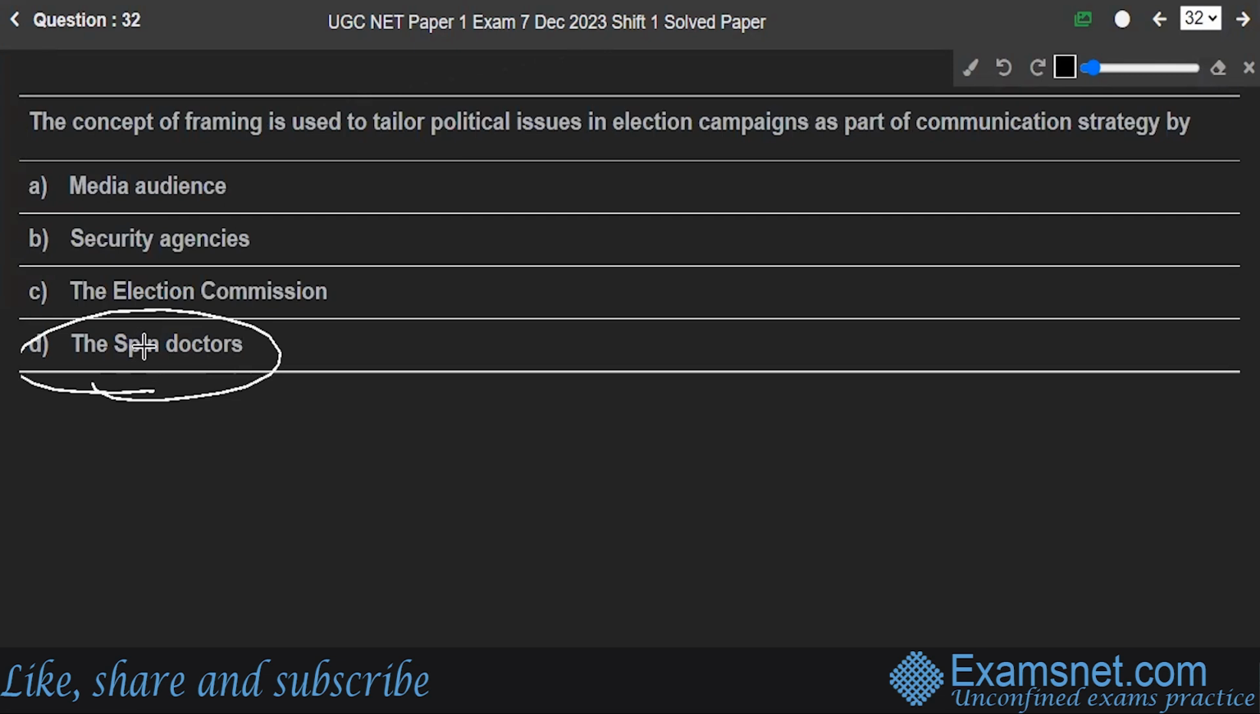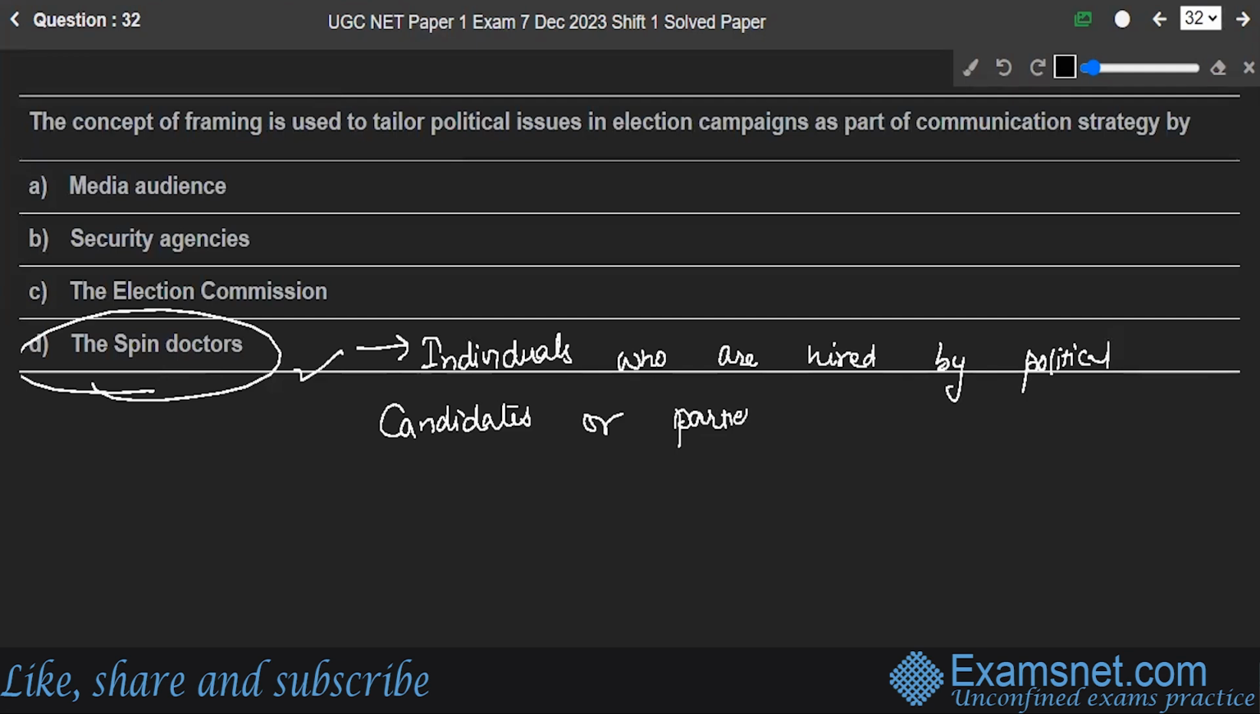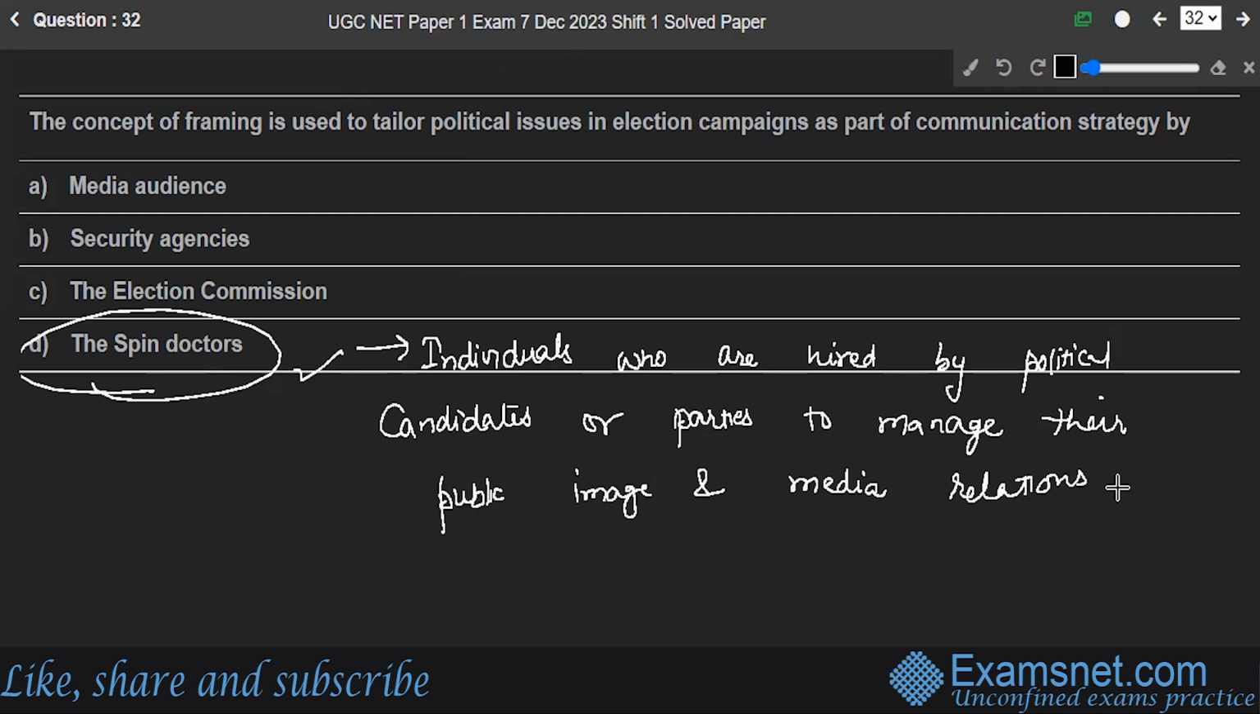Framing is a communication strategy that involves presenting information in a way that influences how people think about and respond to an issue in context of election campaigns. Spin doctors use framing to tailor political issues in a way that is most favorable to their candidate or party. Spin doctors are individuals who are hired by the political candidates or parties to manage their public image and media relations. They use a variety of communication strategies, including framing, influencing public opinion, shaping the media coverage of the candidate or the party.